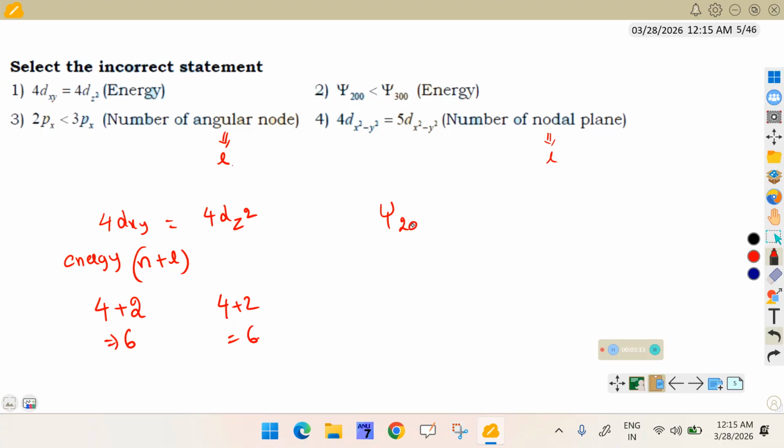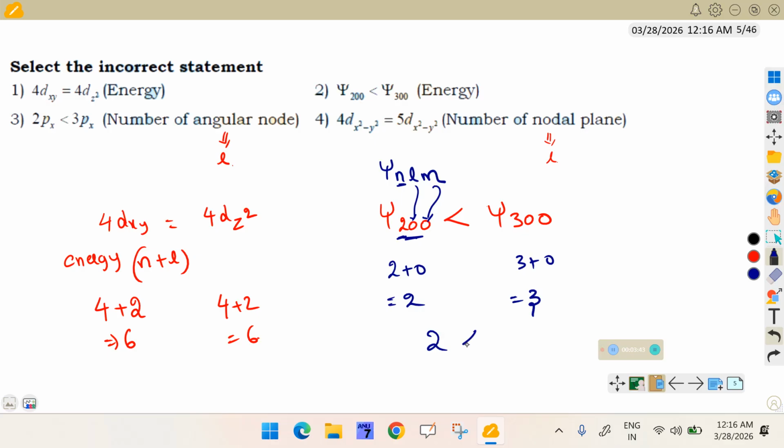Psi 200 less than Psi 300. This 200 represents Psi n l m. First number represents principal quantum number. Second number represents azimuthal quantum number. Third number represents magnetic quantum number. Energy is calculated by using the n plus l value. 2 plus 0 is equal to 2. 3 plus 0 is equal to 3. 2 is less than 3.